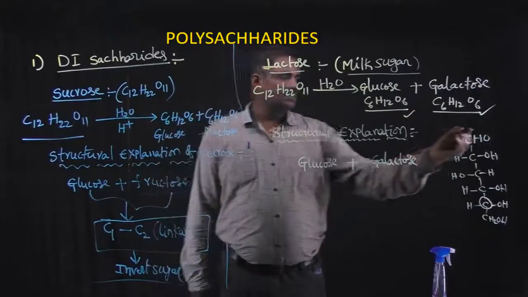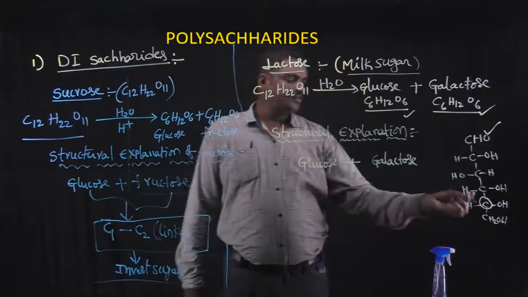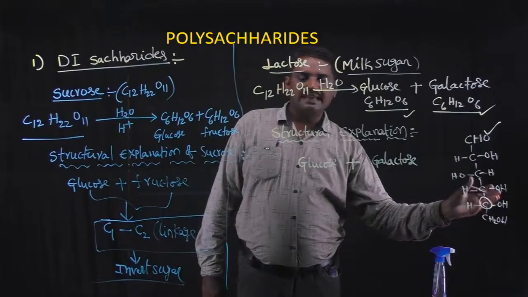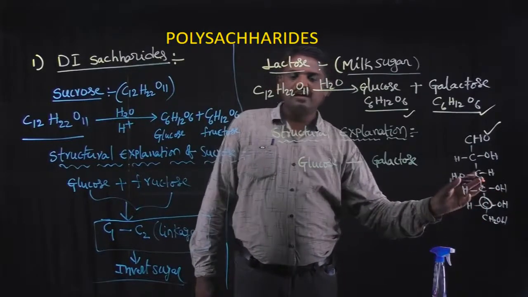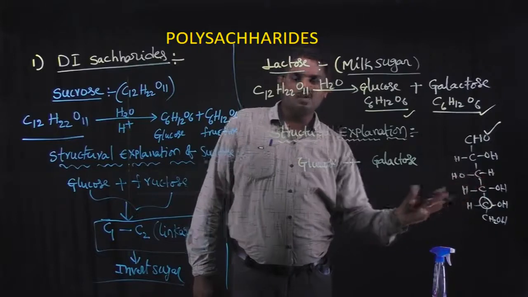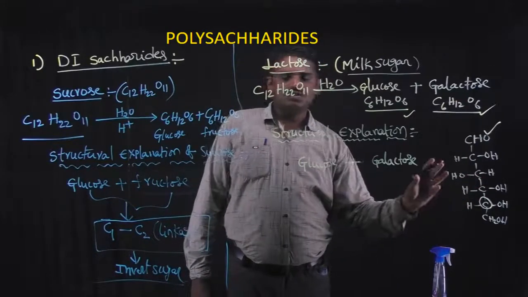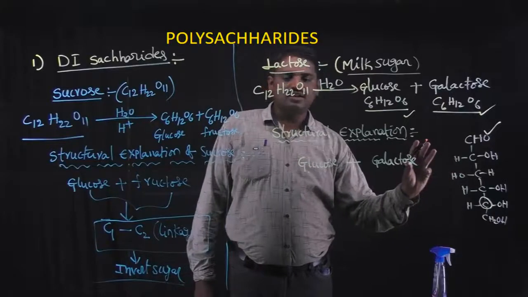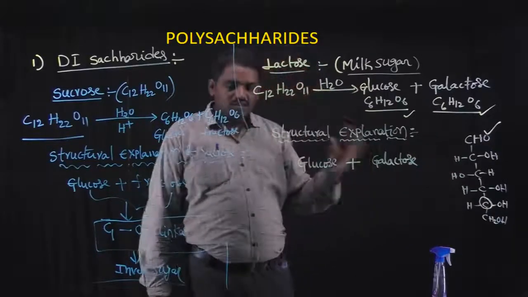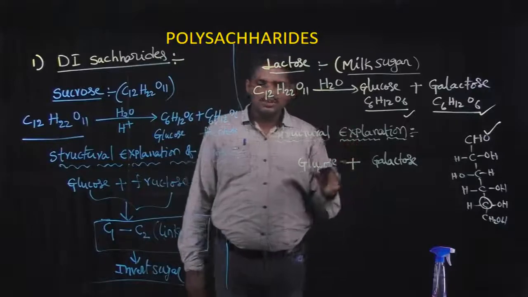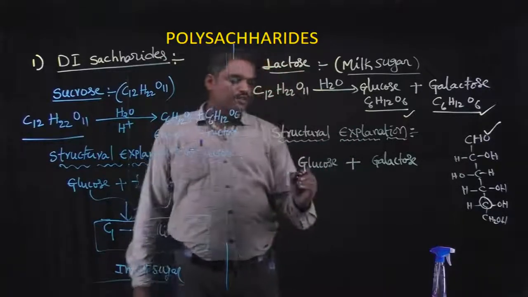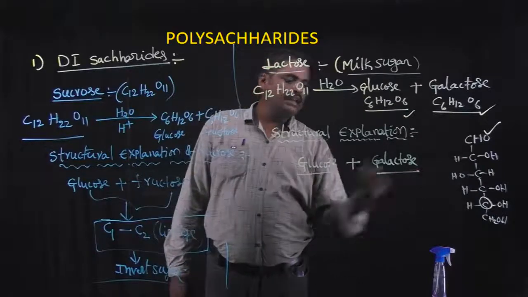Okay, this is the structure of glucose. The fifth carbon contains a hydroxyl group on the right hand side. The right hand side hydroxyl group is converted to the left hand side. So the total molecule is changed. The glucose is converted to galactose. Okay, these are the individual structures for glucose and galactose.